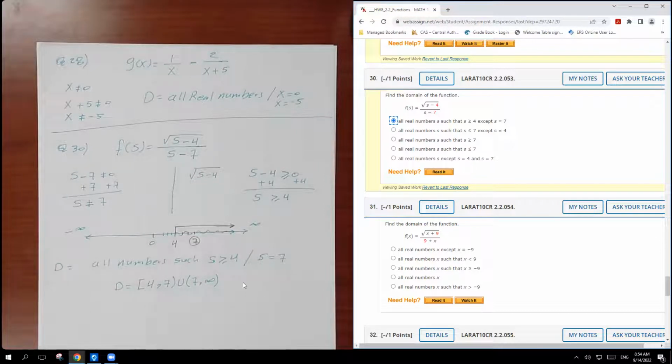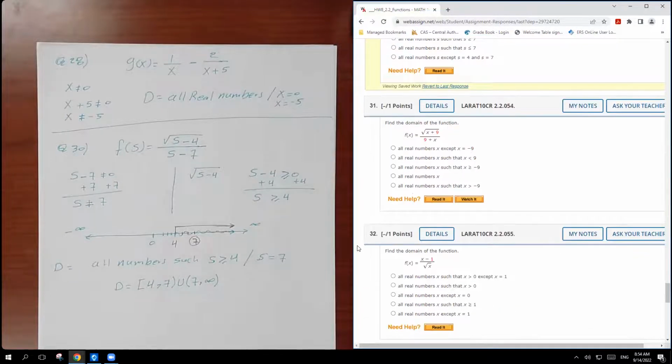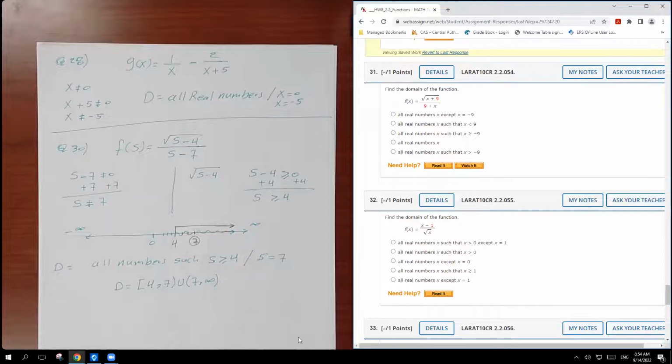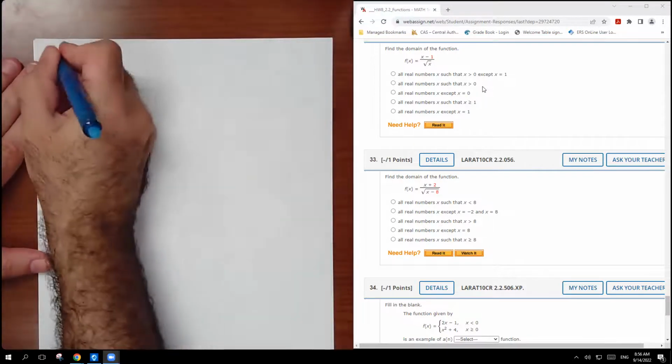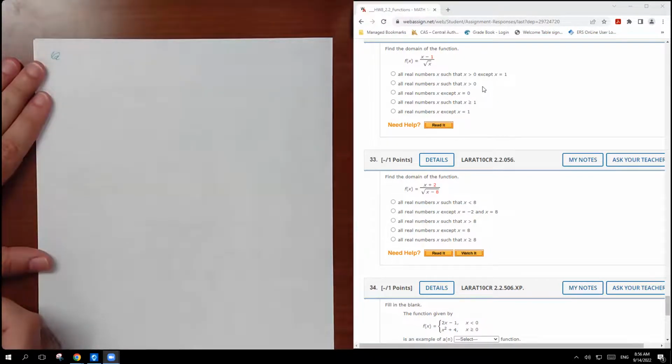We're going to do exactly the same thing with example 31 and 32. 32, find the domain of the function. Here is our function f of x equal x minus 1 over square root of x. So question 32.